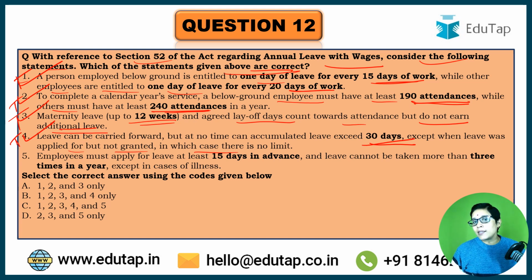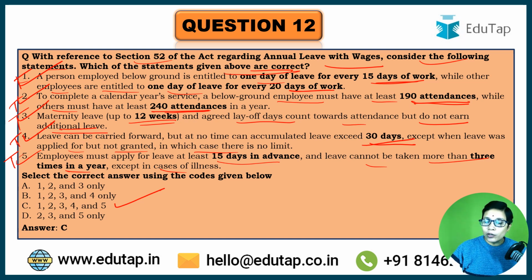They cannot carry forward more than 30 days, but if they applied for leave and it was not approved, in that case they can use all of those leaves. There is no restriction to that limit. Employees must apply for the leave at least 15 days in advance, and leave cannot be taken more than 3 times in a year except in case of illness. This is also true. So here in this case all of these statements are true. So here 1, 2, 3, 4, 5. C is the correct answer when it comes to Section 52 of the Mines Act, which deals with annual leave with wages.